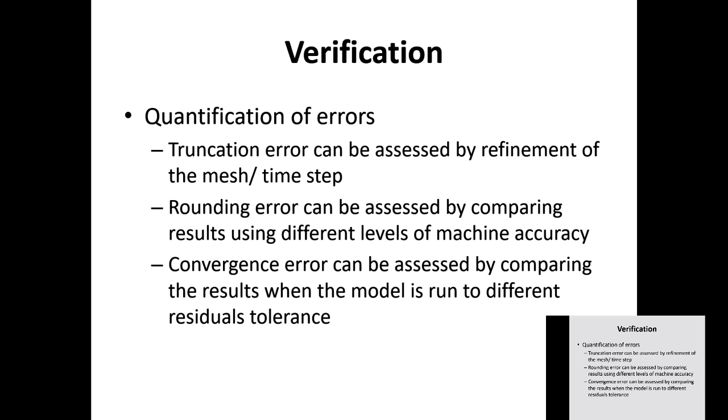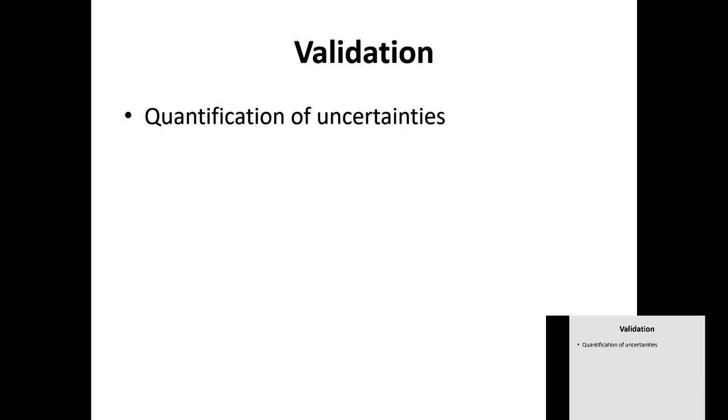And convergence error can be assessed by comparing the results when the model is run to different residual tolerances. So convergence error. If you set your tolerance to 10 to the minus 3, and if you set your tolerance level to be 10 to the minus 5, theoretically your solution with residuals at 10 to the minus 5 should be better than the solution you got with residuals at 10 to the minus 3.